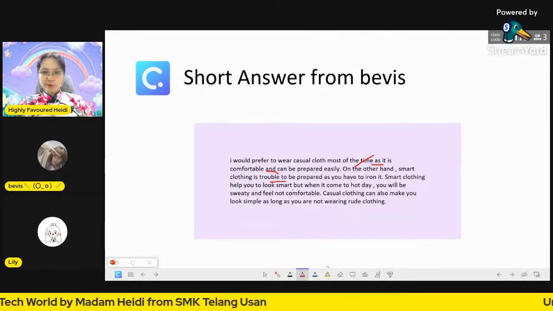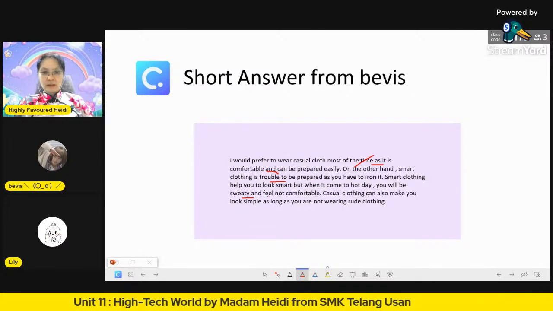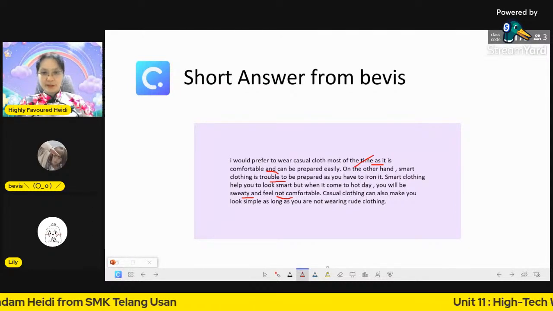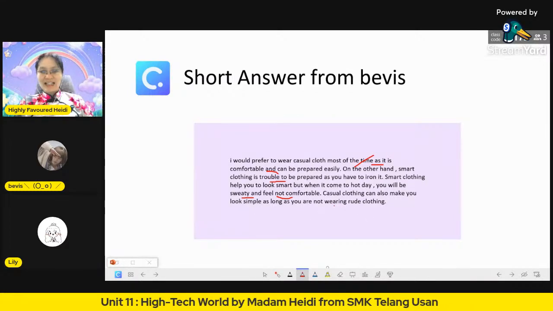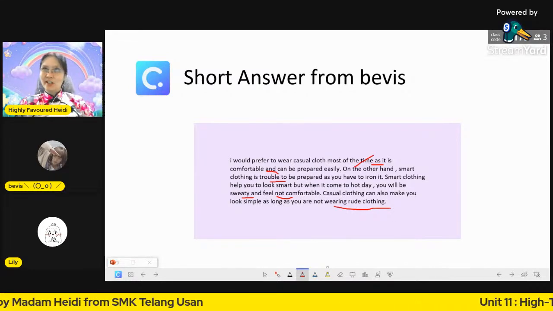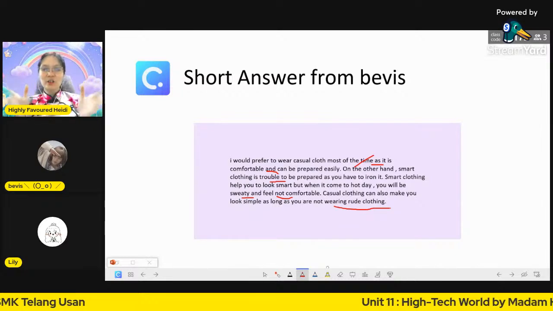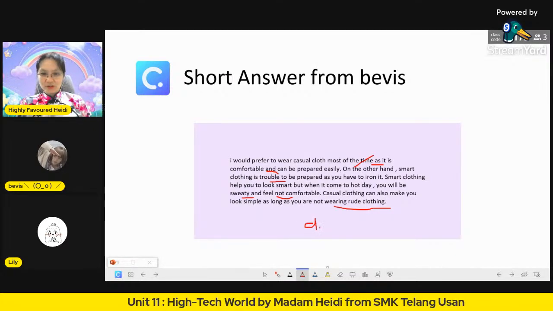Smart clothing helps you to look smart, but when it comes to a hot day, you will be sweating and feeling uncomfortable. So instead of saying "not comfortable", you just put the word "uncomfortable". Casual clothes can also make you look simple as long as you are not wearing rude clothing. This is the vocabulary part. It's not called rude clothing; as long as you wear decent clothes. The word is decent.